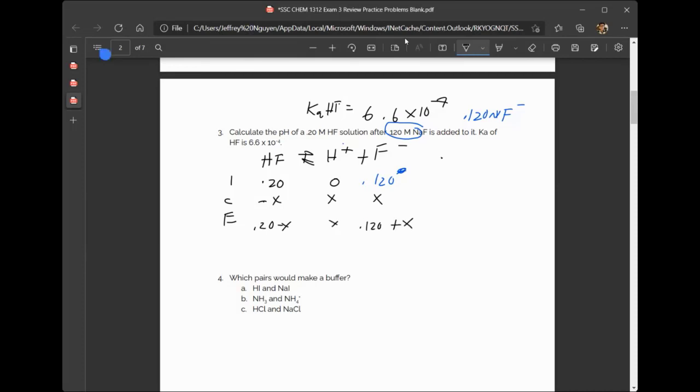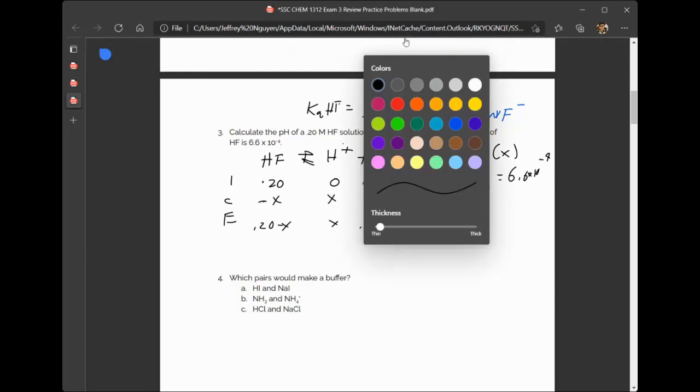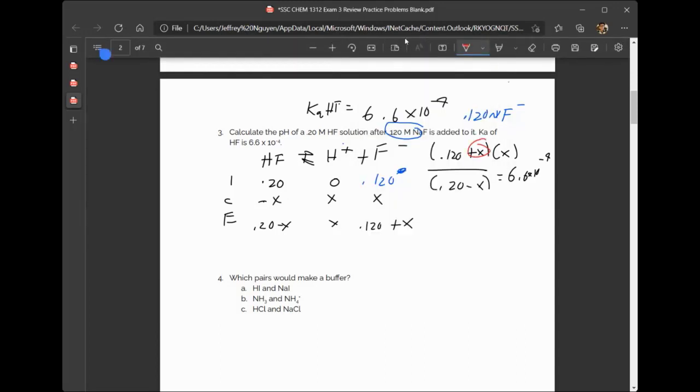So 0.120 plus x. So we're setting up our ice table, looks like this. It's going to set equal to this number. And then once we solve for x, it looks kind of complicated, but because of the 5% rule, you can go ahead and do that. Make it like your lives easier.